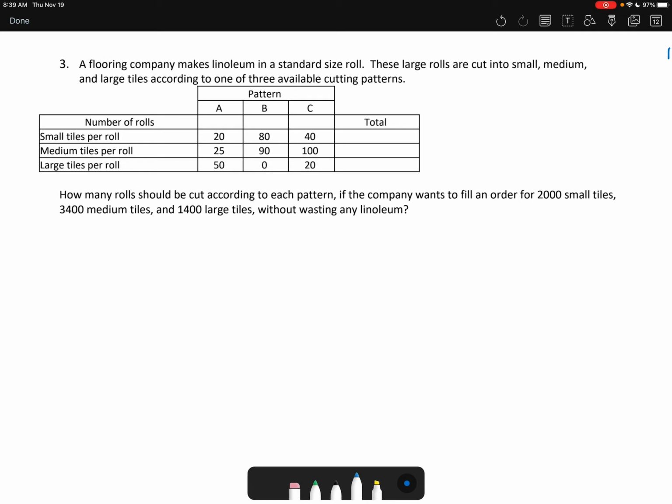And it says how many rolls should be cut according to each pattern if they want to fill an order for 2,000 small tiles, 3,400 medium tiles, and 1,400 large tiles. So we actually just need to take those values, put them in for the total small, medium, and large areas there. And the equations basically write themselves from this setup. So it was really nice how this one was given to us.